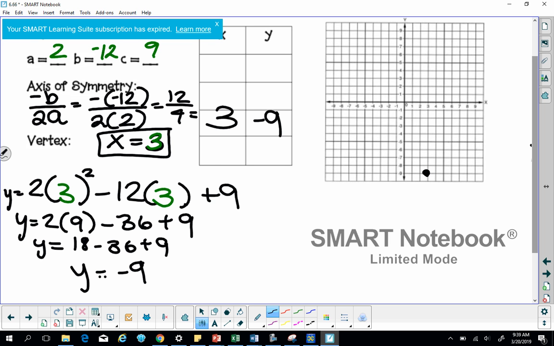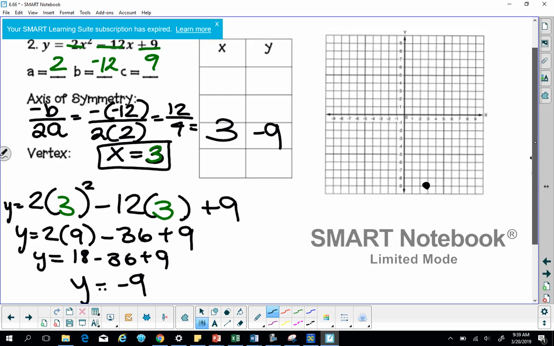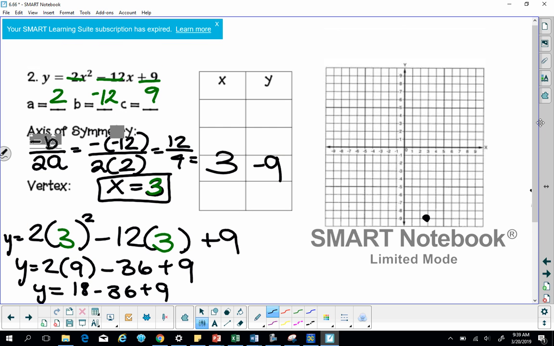Table. So type the original equation in the table, scroll to 3, and you should find that that's your vertex. So go to table, and you're typing the original equation. So table, and then you do 2x squared minus 12x plus 9. And when you scroll to 3, you should see that that is your vertex. Does everyone see that? Yeah.